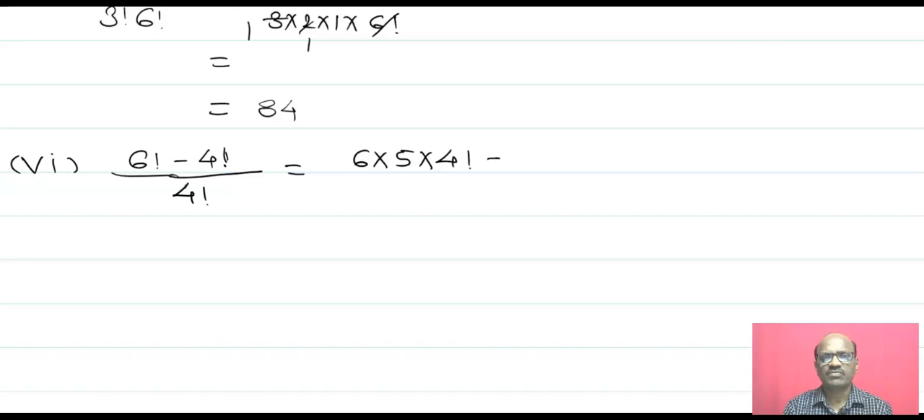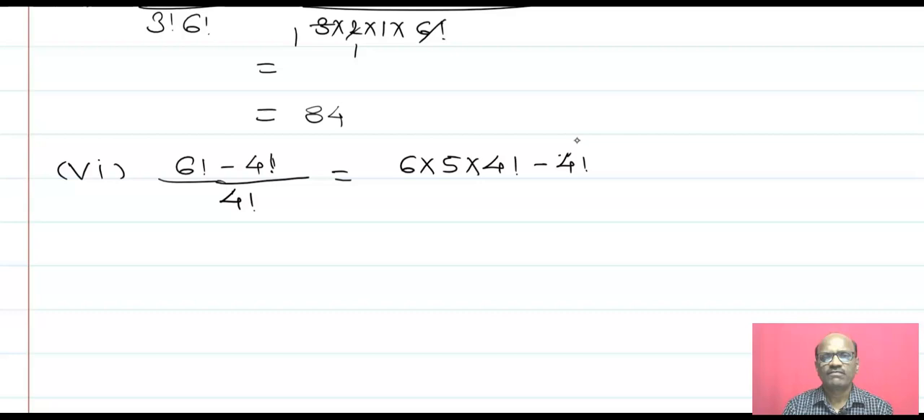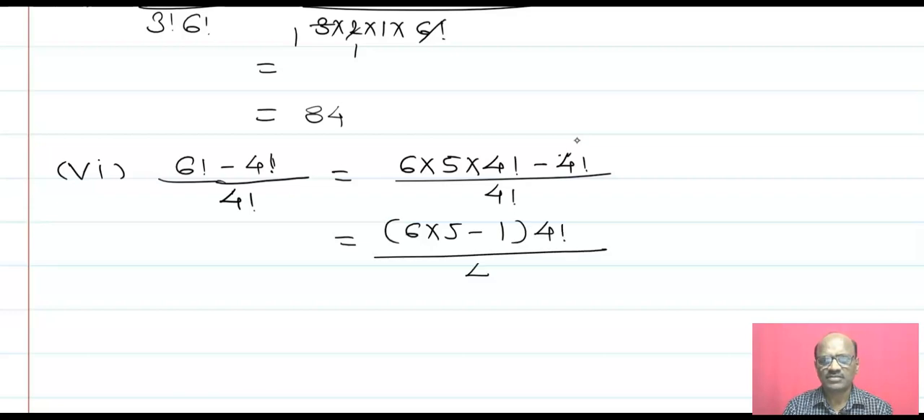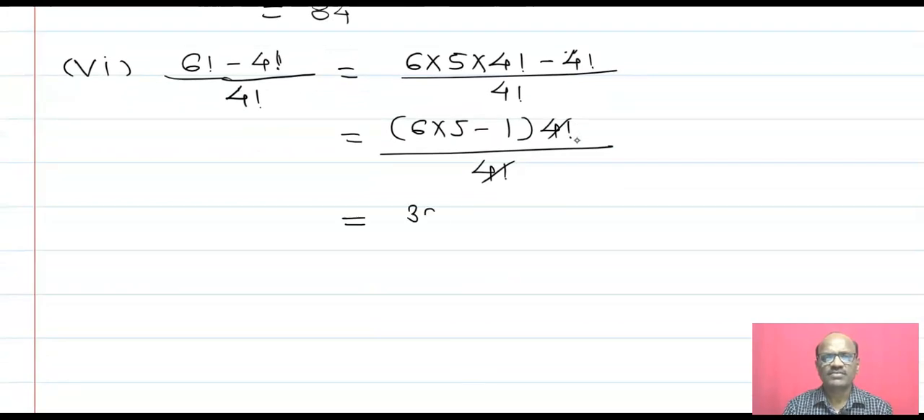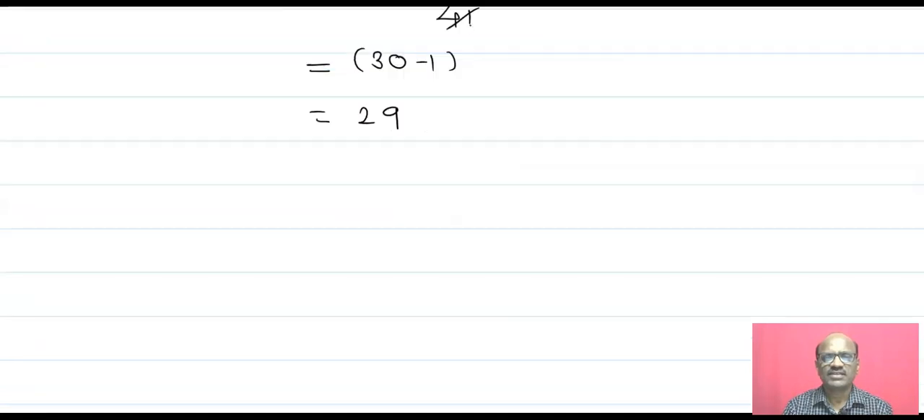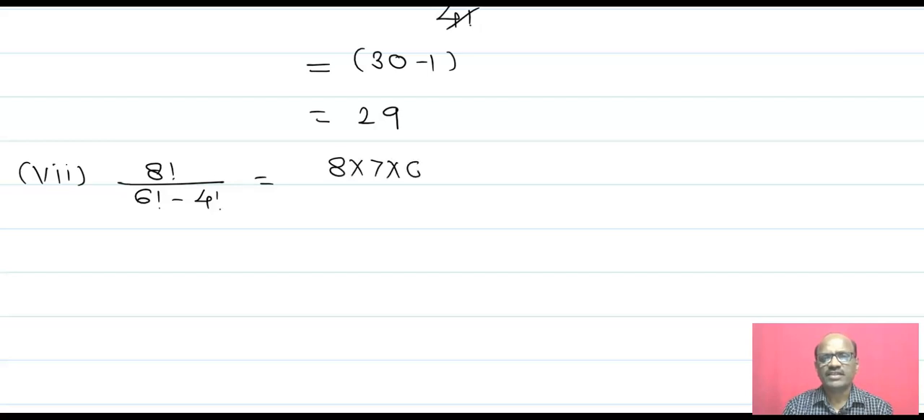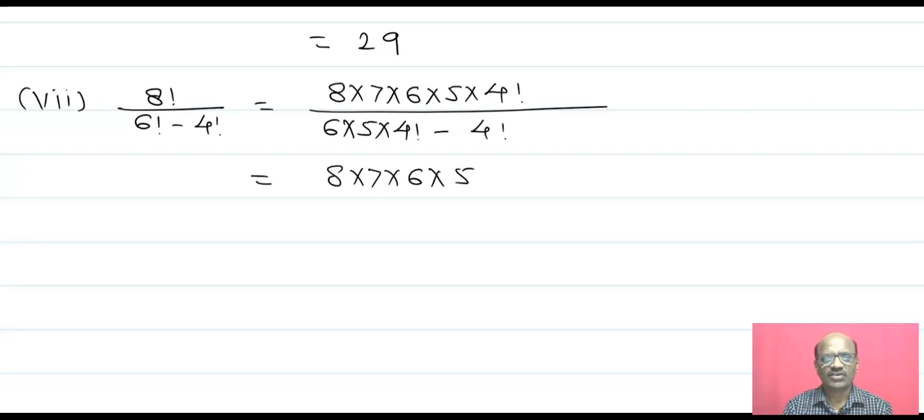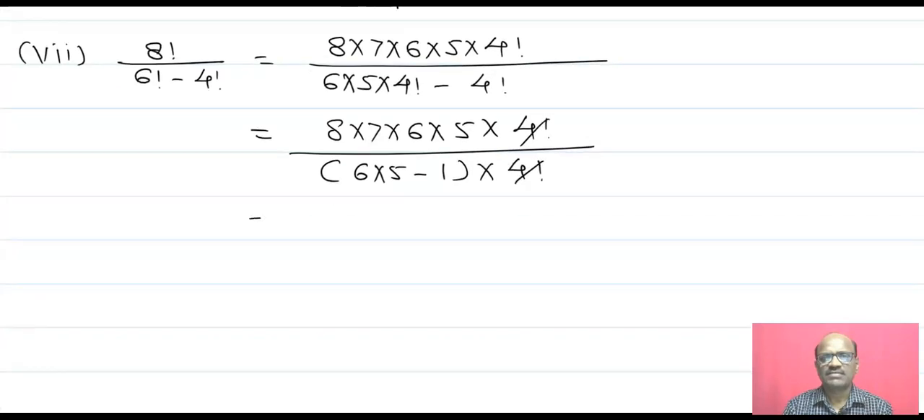Next, 6 factorial minus 4 factorial upon 4 factorial. This is written in this manner: 6 into 5 into 4 factorial minus 4 factorial upon 4 factorial. Take 4 factorial as common. Numerator and denominator get cancelled. 6 into 5 is 30, minus 1, which is equal to 29. Seventh, 8 factorial upon 6 factorial minus 4 factorial. 8 factorial is 8 into 7 into 6 into 5 into 4 factorial upon 6 into 5 into 4 factorial minus 4 factorial. Again, we will take 4 factorial as common. This is the simplest way. Therefore, that gets cancelled.